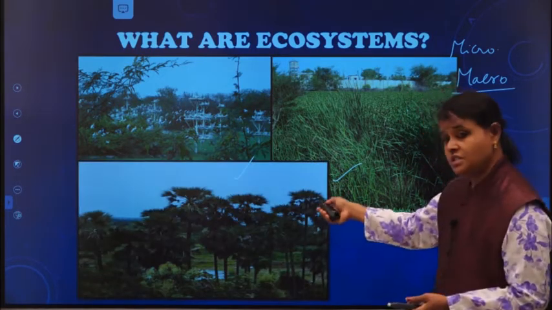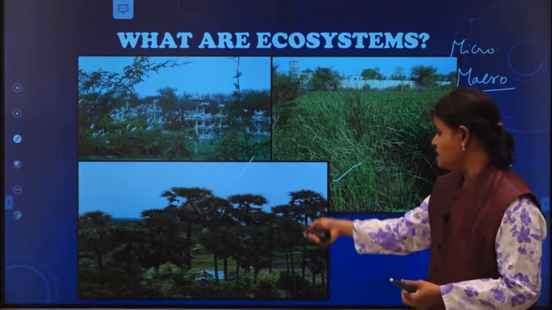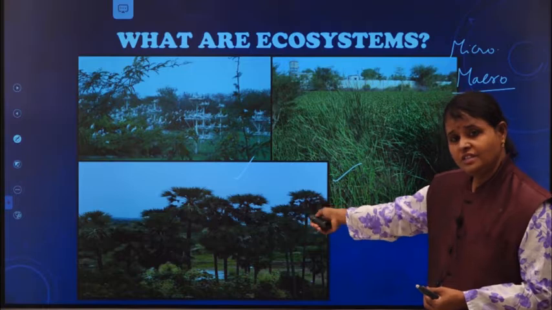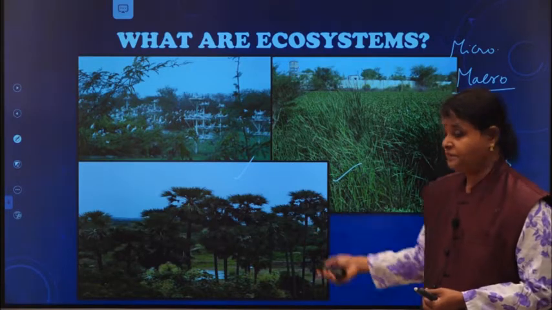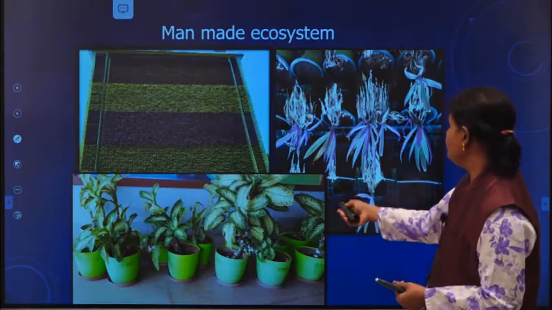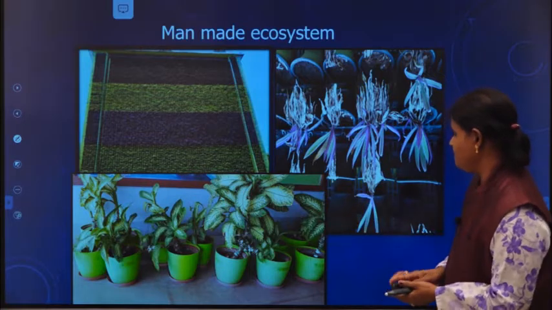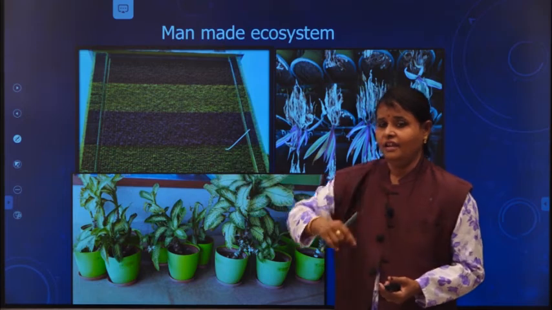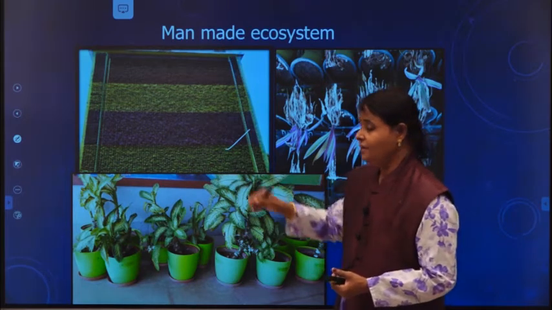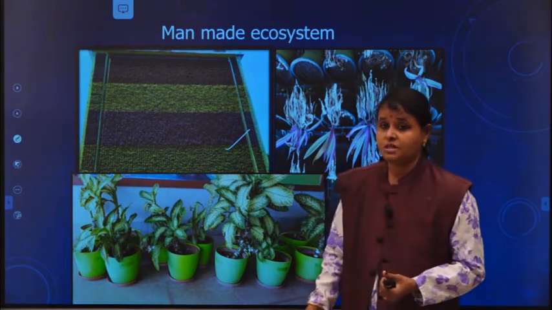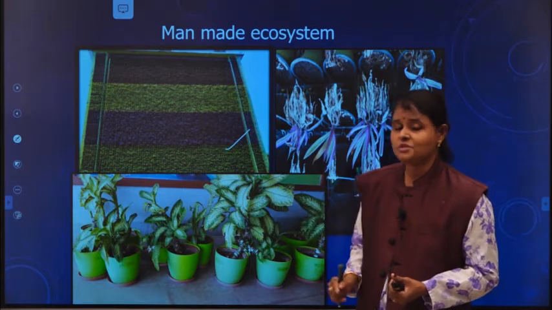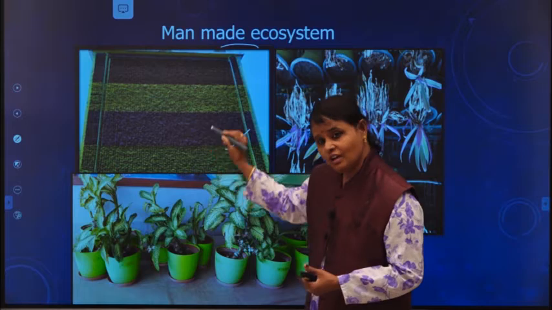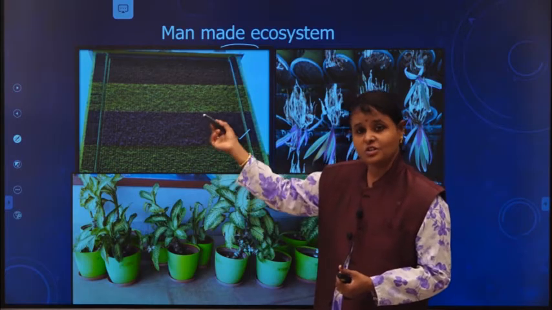This is also an ecosystem consisting of plants, some organisms, and water. These biotic and abiotic components interact with each other and with the environment. It's an ecosystem. You can see this picture. This is the building with a vertical garden in our campus. This is also an ecosystem, but it is made by man, so it is a man-made ecosystem. It also consists of living organisms which interact with each other and their surroundings.